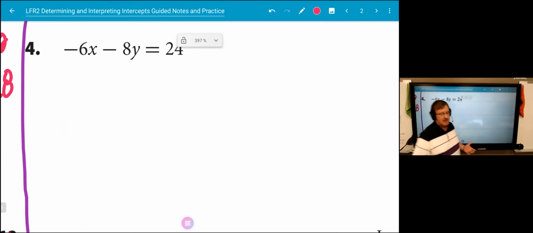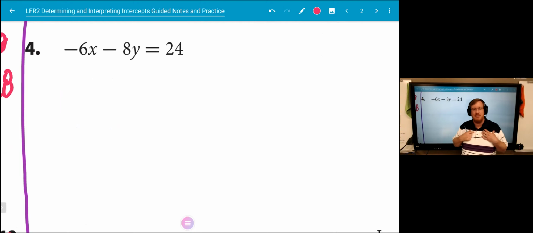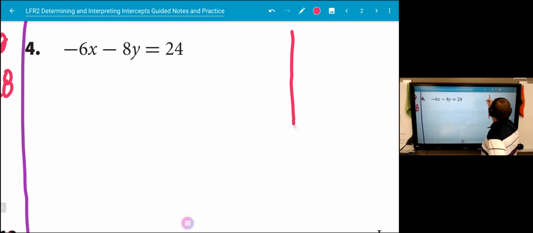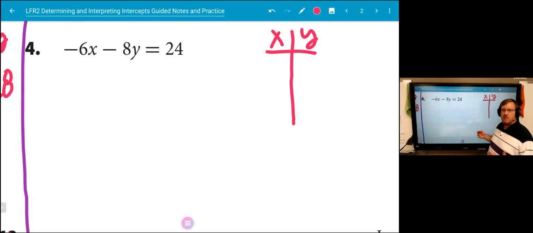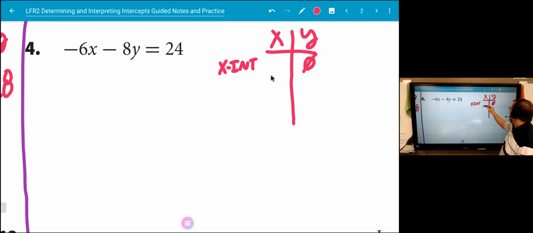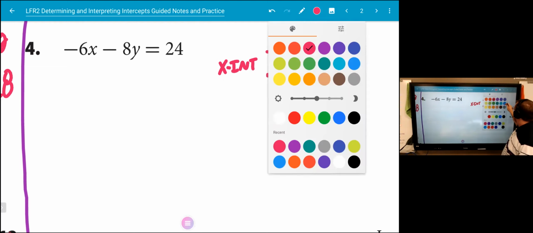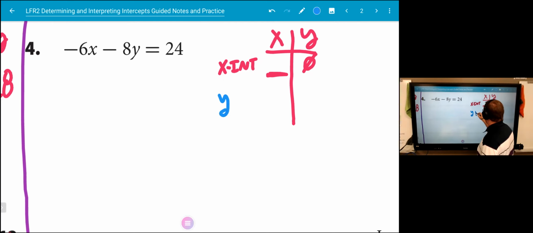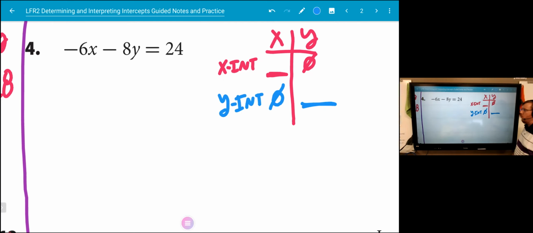Doing the same thing. I'm going to show you another way, a way that helps me think about things. And if you don't like it, go back and do the first way, okay? I'm going to make a little table here with x and y. For the x-intercept, I know that y is 0, and I need to find x. For the y-intercept, I know that x is 0, and I need to find y.